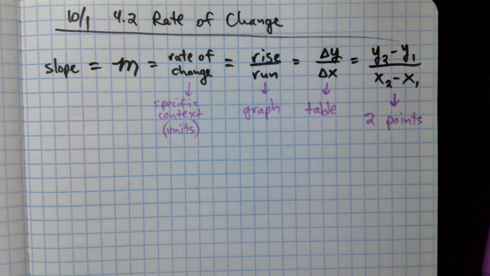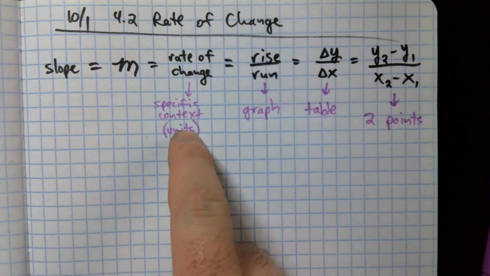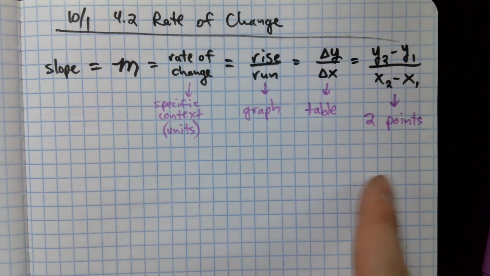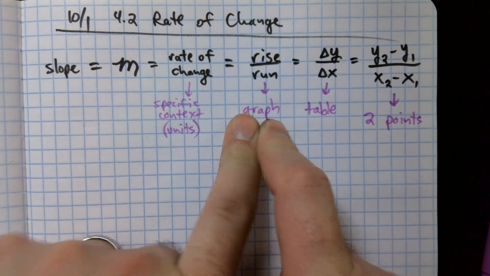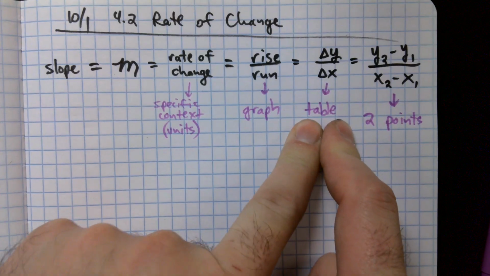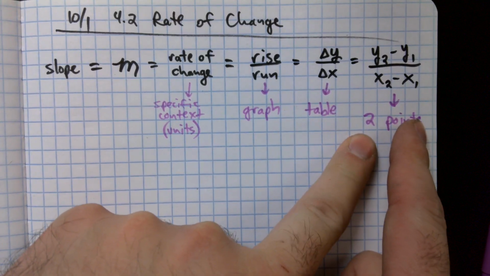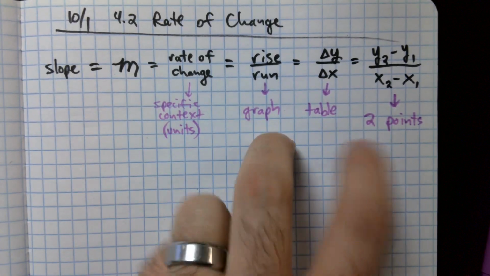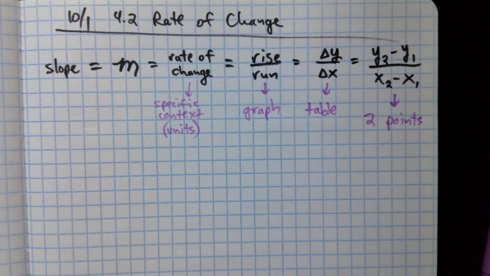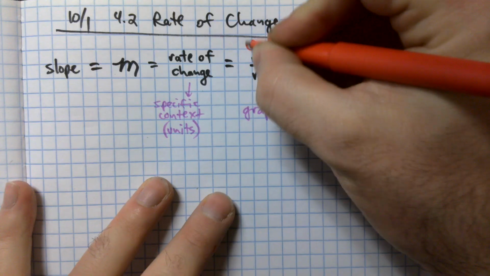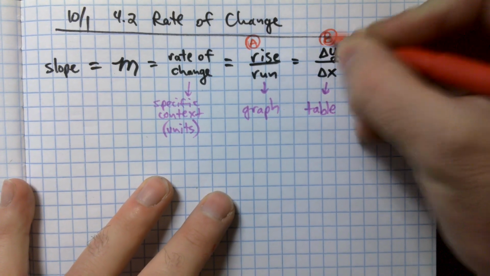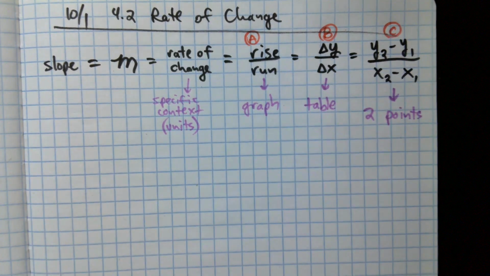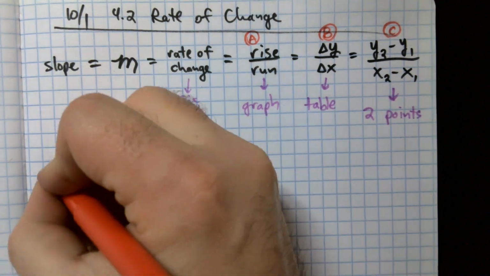So we're going to look at a couple of these. Now, rate of change can kind of be intermingled with all these because I could have a graph with a specific context. I could have a table with a specific context. I could have 2 points with a context, but not really. So these are the big three we're going to talk about. Let's call them A, B, and C. Starting out, of course, with A.